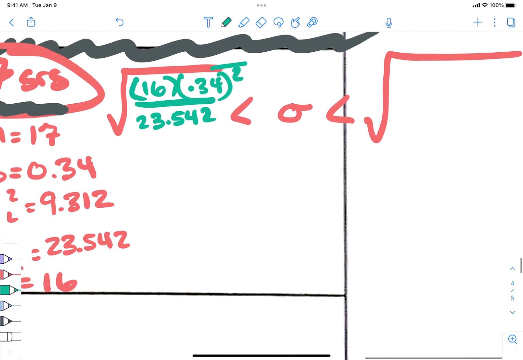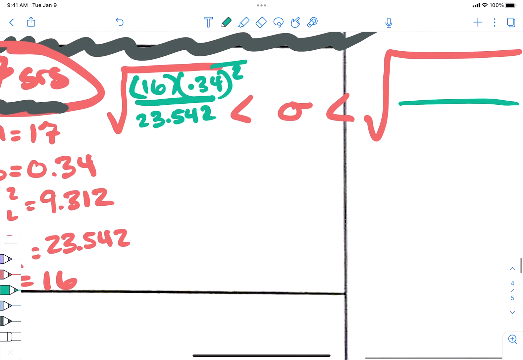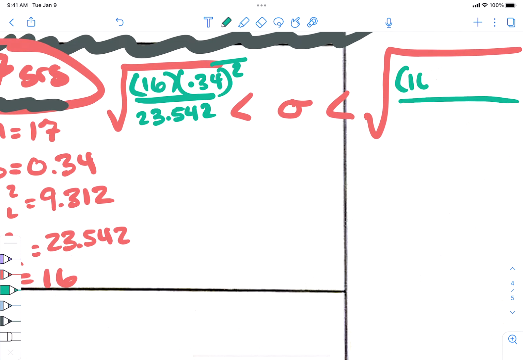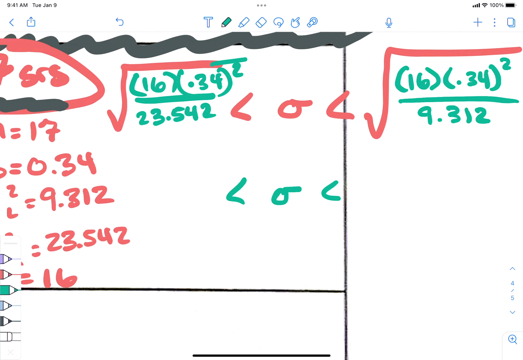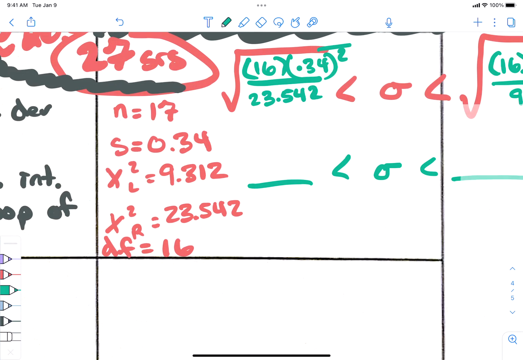And the really nice thing is if you enter this into your calculator all at one shot, all you have to do is go back through and redo the bottom number, right? And 9.312 is my bottom number. So my standard deviation lives somewhere between this number and this number. These are going to be small decimals because think about what our standard deviation is right now, 0.34. So it's going to be some number on either side of 0.34.